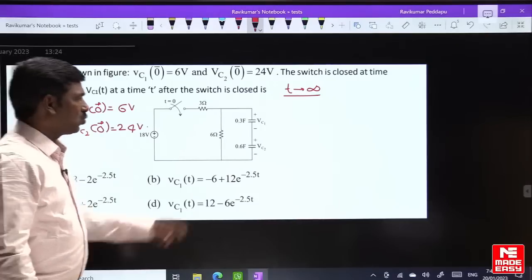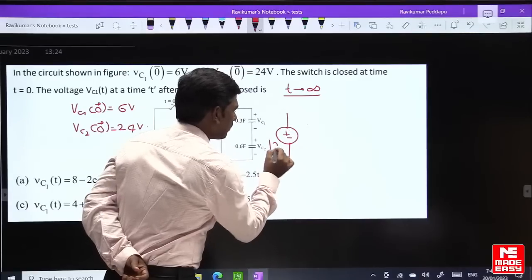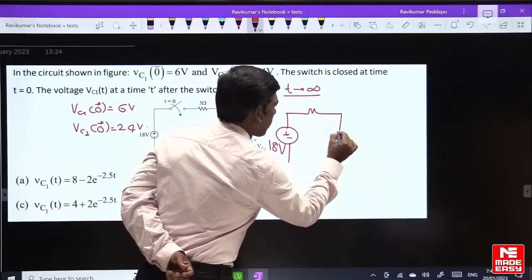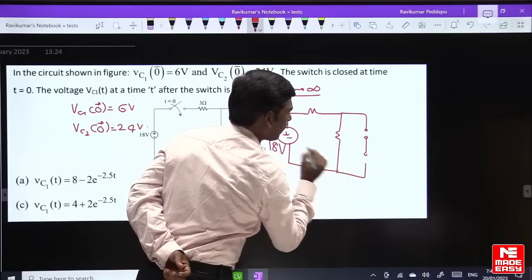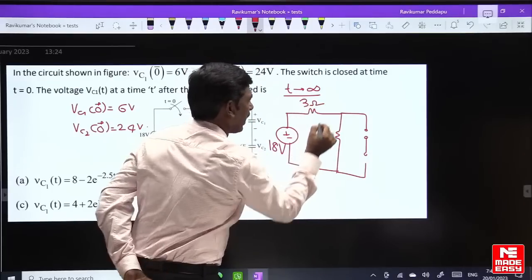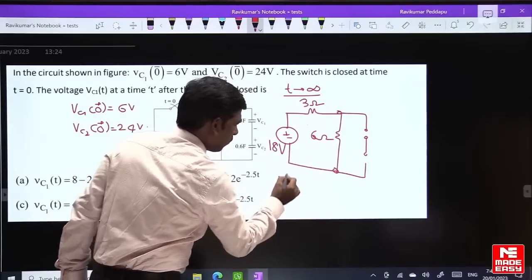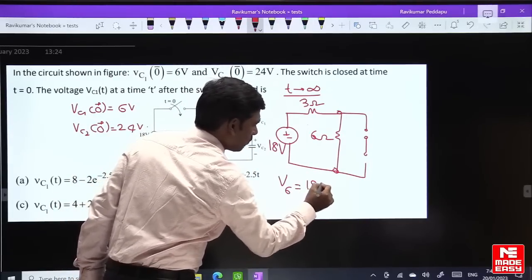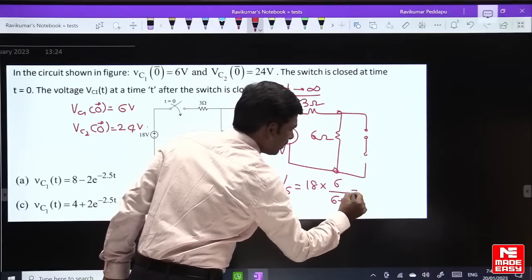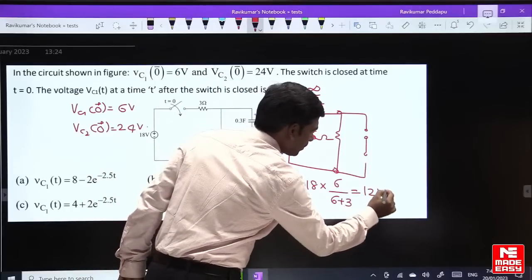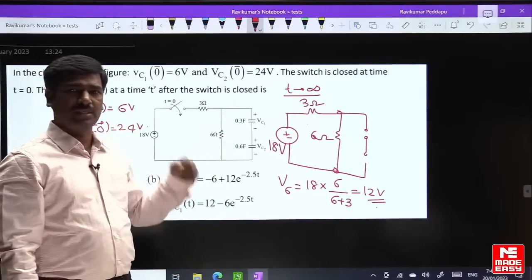So as t tends to infinity, these two capacitors become open circuited, and the source is 18 volts. Here are 3 ohms and 6 ohms. What is the voltage across 6 ohms? Using the voltage division rule, 18 into 6 by 6 plus 3. This value is 12 volts. This 12 volts will be distributed across the two capacitors, but it is not correct here directly.